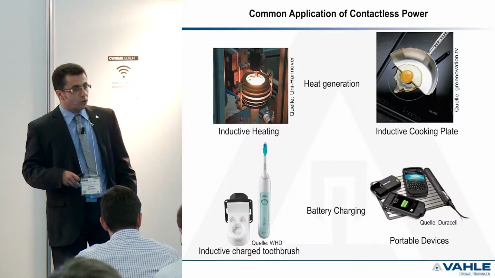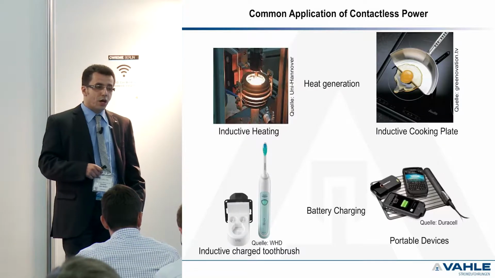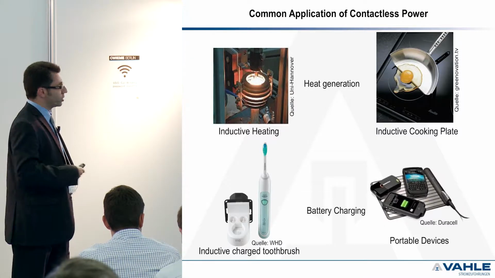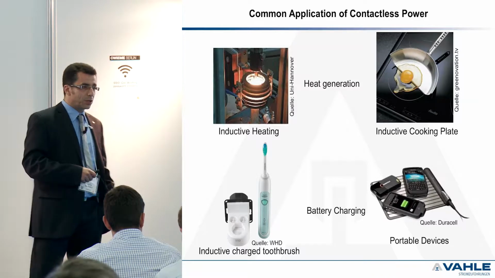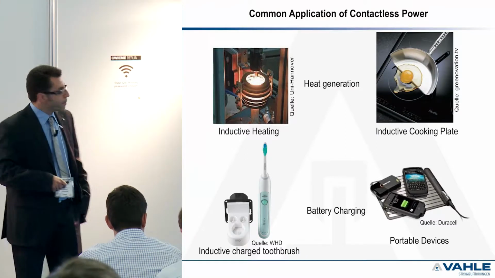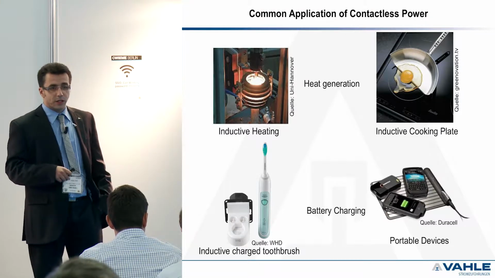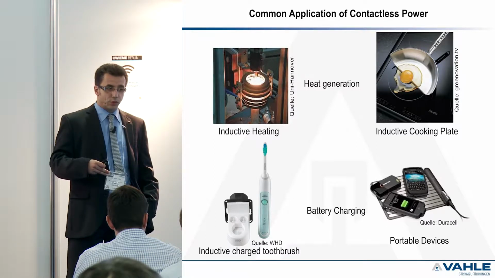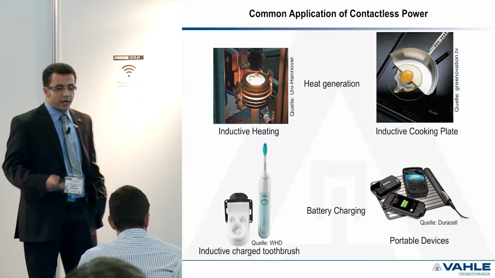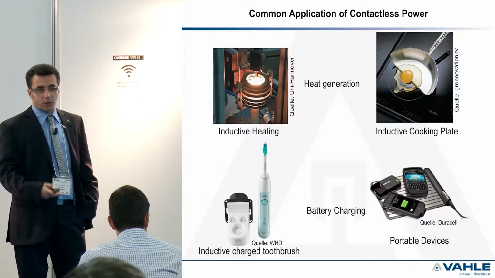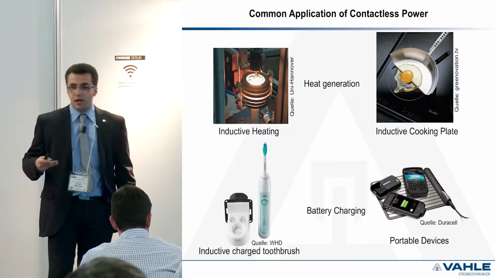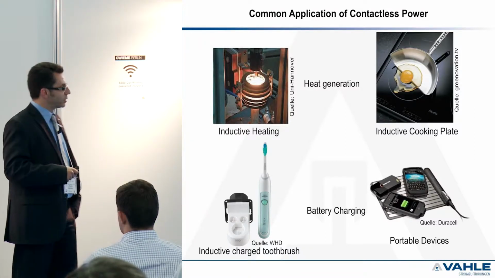Now we can go to the most common applications of wireless power. On the top you can see heat generation, which is very well known in the consumer market and the industrial market. For instance, here the inductive heating of metals and the inductive cooking plates. These technologies use exactly the same circuits we use for inductive power supply. It's also some kind of power supply, but the power you get on the secondary part is heat. What we are doing is just to get electricity out of that magnetic field instead of heat.